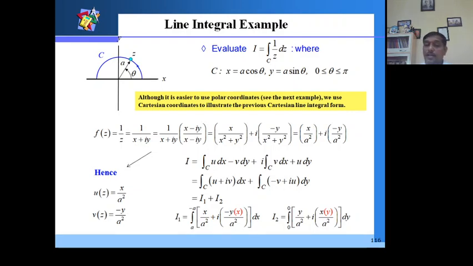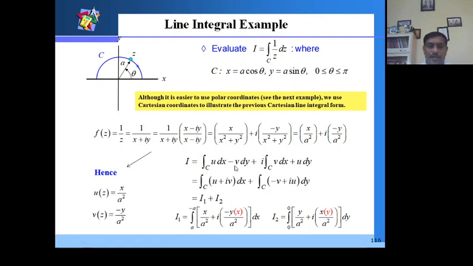Then multiply, and you get a standard form of a line integral in two real line integrals, that is, the integral over c of u dx minus v dy plus i times the integral over c of v dx plus u dy. Then here that is the same as u plus i v into dx minus v into i into u into dy. This is two line integrals, I1 plus I2.